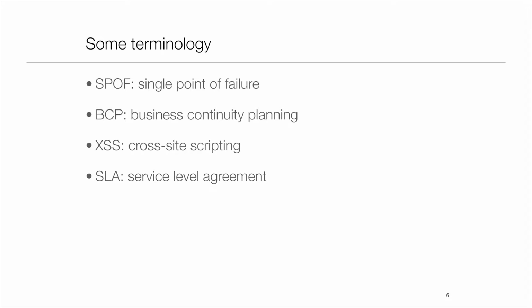SPOF, a single point of failure. What does that mean? It means you've only got one of something. You only have one inbound network connection. You only have one hosting provider. You only have one CPU. That's a single point of failure. Business continuity planning, BCP. How many of y'all have a BCP plan? If you work for a website that drives the revenue for your business, how are you going to keep your business running if your website is down?